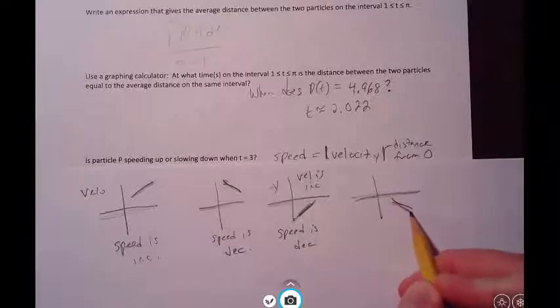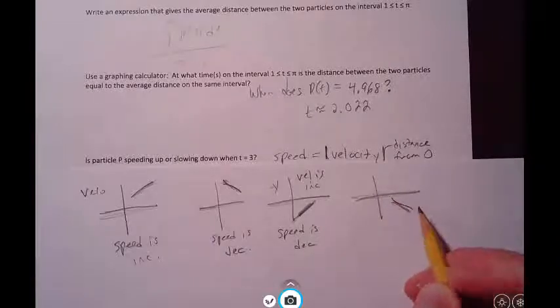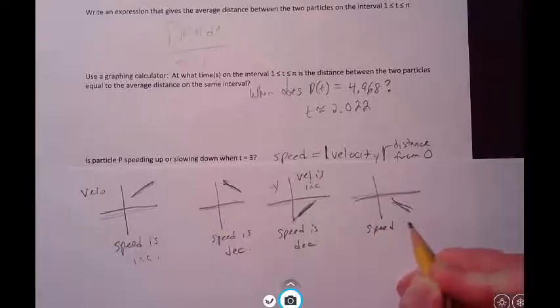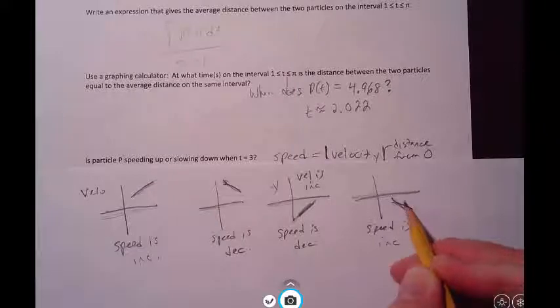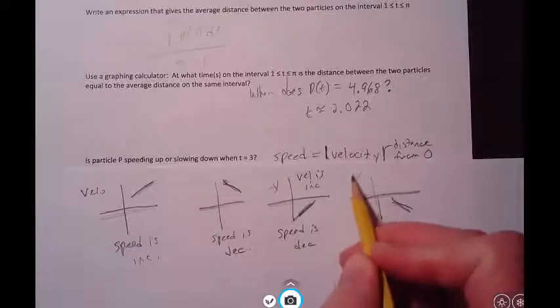Here, if this is a velocity graph, it's moving away from the x-axis, so speed is increasing because the absolute value of velocity is increasing. It's getting further from 0. They kind of love this one too.